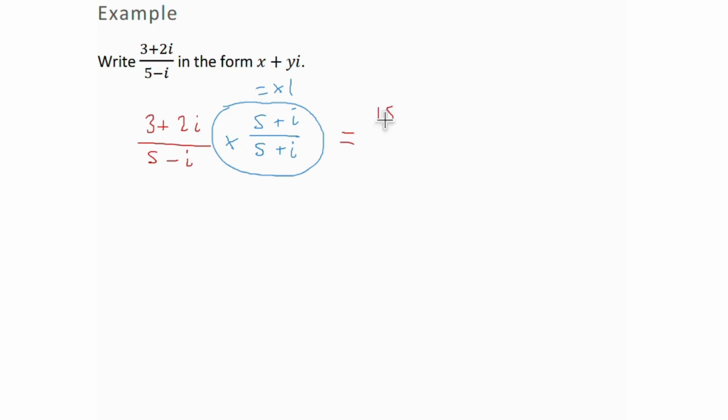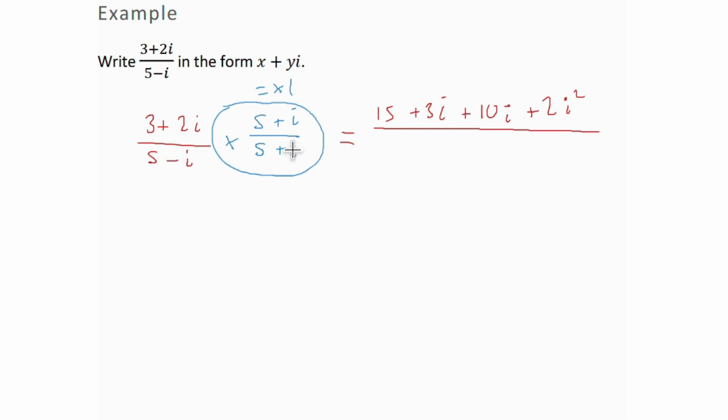3 times 5 is 15. 3 times i is plus 3i. And then we get plus 10i from the 2i times 5. And 2i times i is going to give me plus 2i squared. And then over the denominator.